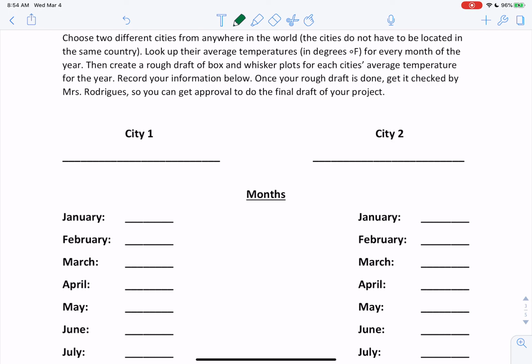You're going to look up their average temperatures in degrees Fahrenheit for every month of the year. Then create a rough draft of box and whisker plots for each city's average temperature for the year. Record your information below. Once you've done your rough draft on this paper, get it checked by me, Mrs. Rodrigues, so you can get approval to do the final draft of your project.